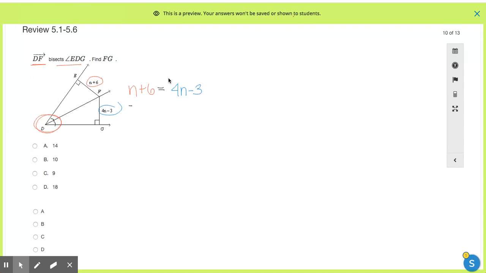3n minus 3 equals 6. n equals 3. Now we have to figure out what FG is. So FG equals 4 times 3, which is 12, minus 3, which is 9.